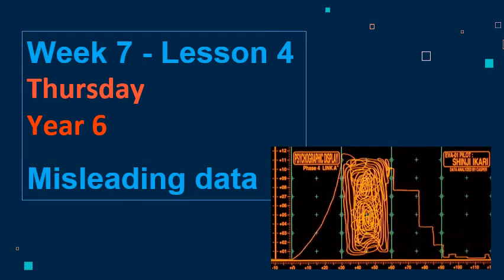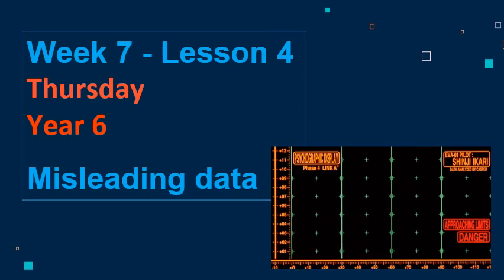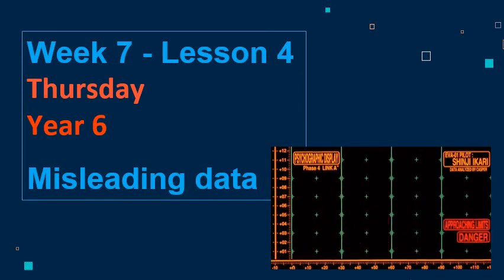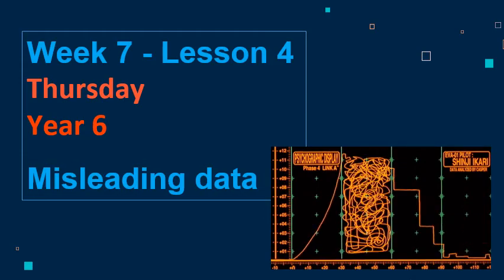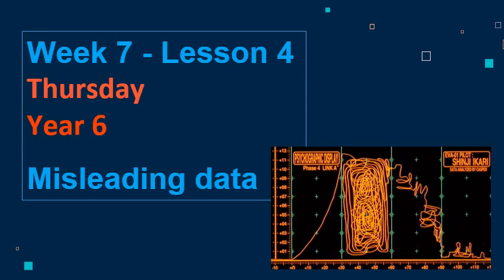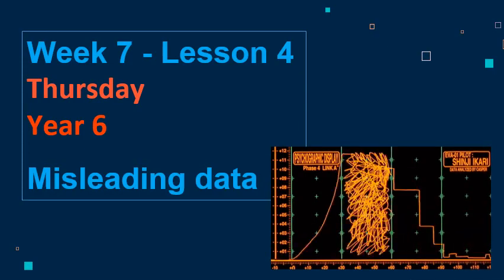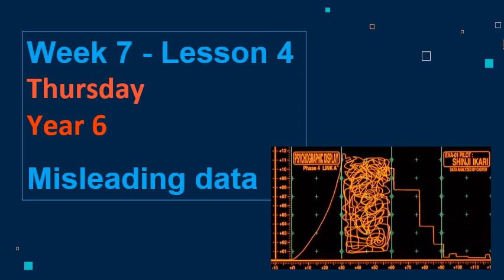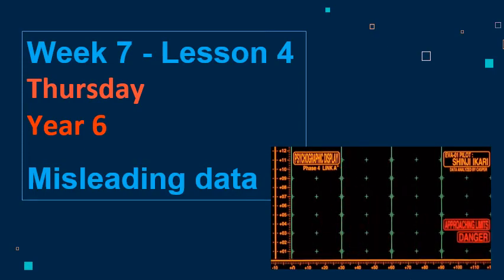This is where data has been displayed in a way that misleads the reader to think one thing, when in fact, that's not actually the case in reality. Sometimes it can be done because the person who's put together the data doesn't know how to display data properly, or in a lot of cases, it's actually done deliberately to really try to be sneaky and mislead people. So let's look at some examples.